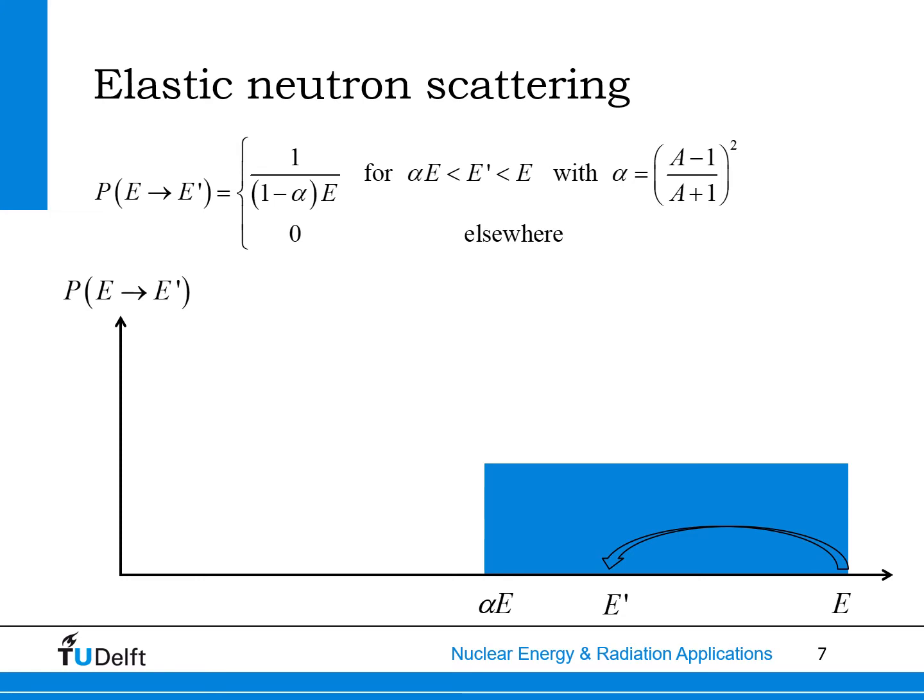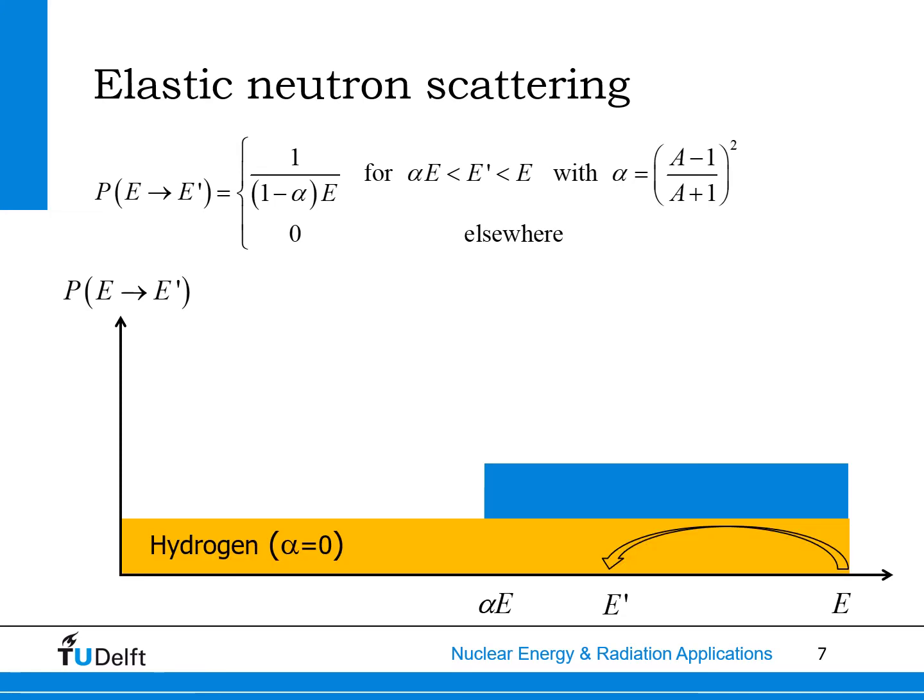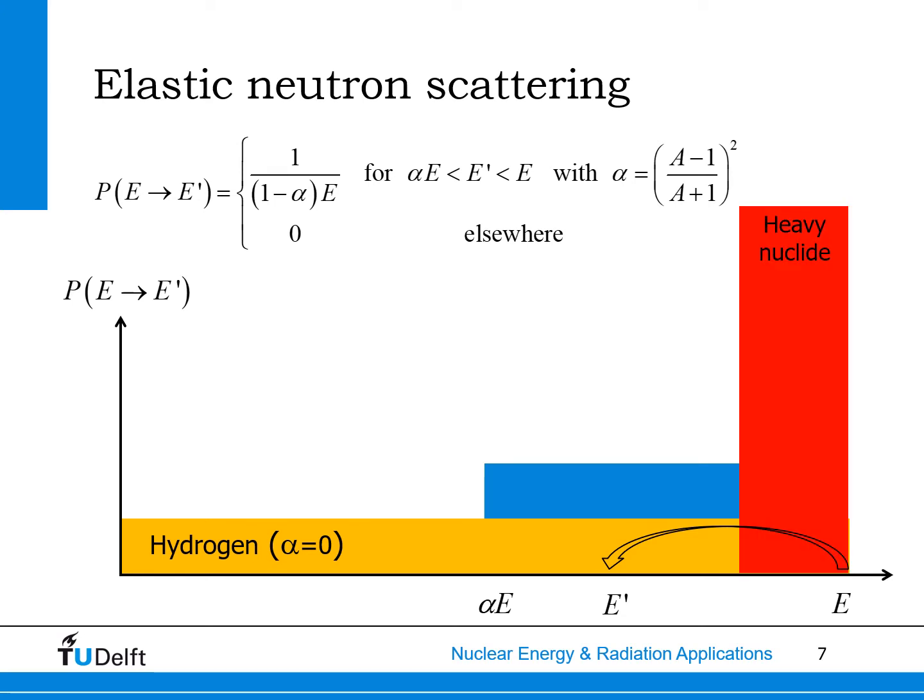If the target nucleus becomes lighter, the energy range of the scatter event becomes larger. Hydrogen, for example, has an alpha value of 0, and the scatter energy range is the whole interval from E till 0. But if we have a very heavy nuclide, uranium for example, the energy range over which a neutron can scatter becomes very small, and a neutron needs many collisions to slow down from the fast energy range to the thermal energy range.